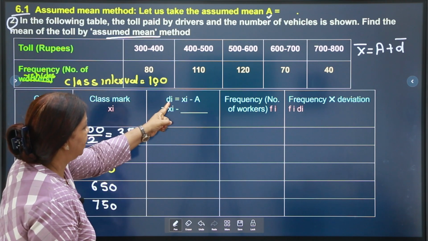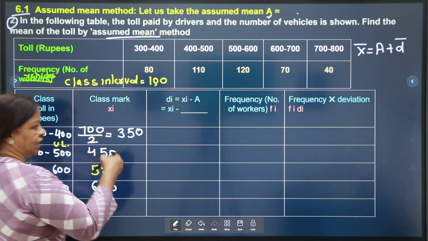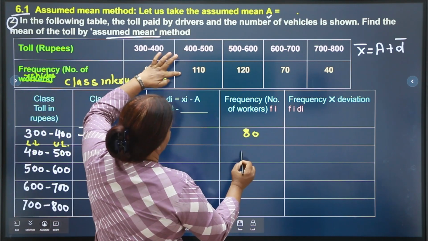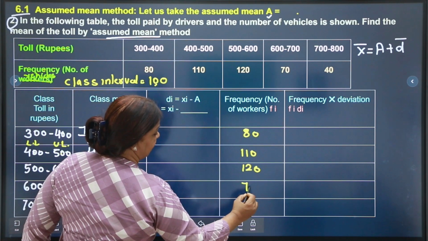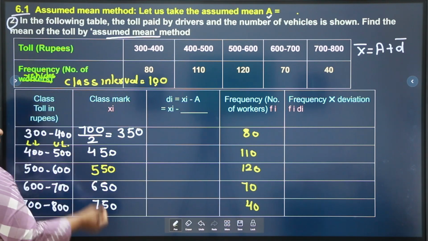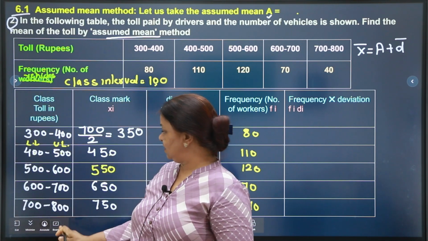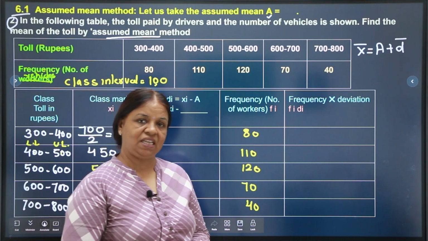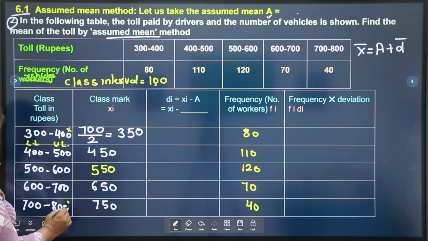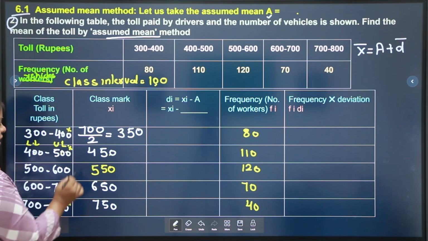Now we want to find out deviation. Deviation is xi minus A, and A we need to find out. Let me first write down the frequency. 80, 80, 110, 120, 70 and then 40. This is the frequency, okay. Assumed mean will be either the middle xi value of all the classes or the one with maximum frequency. Let's first take the middle one, okay. The first one, the last one. This is the way I choose, okay. The second one, the second last one. The left one is the middle one.